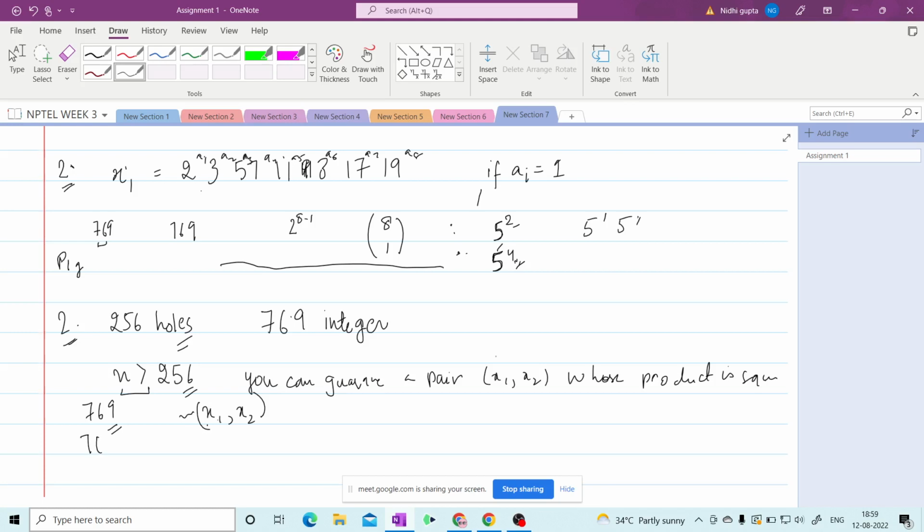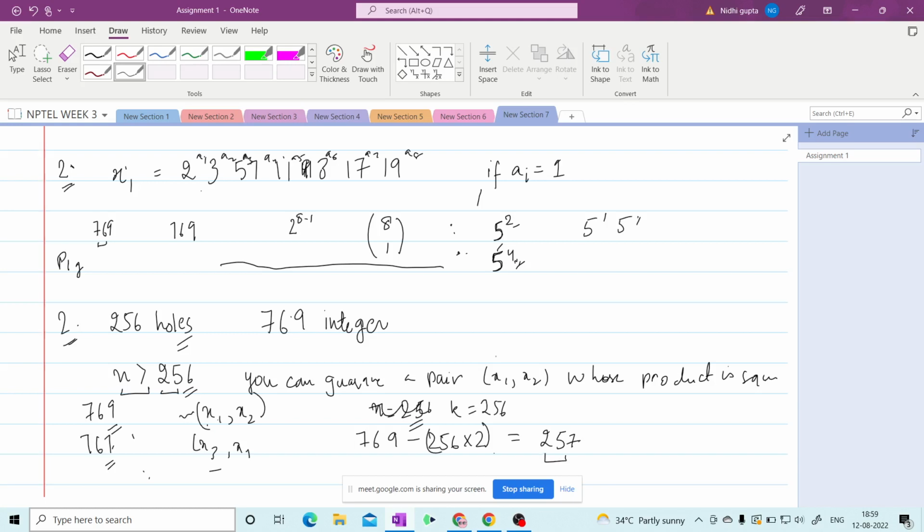Now we are left with 767 integers. Again, 767 is greater than 256, so we can get another pair, say x3, x4. If we keep on doing this 256 times, we have 256 pairs whose product is a square. So 769 minus 256 is 513.